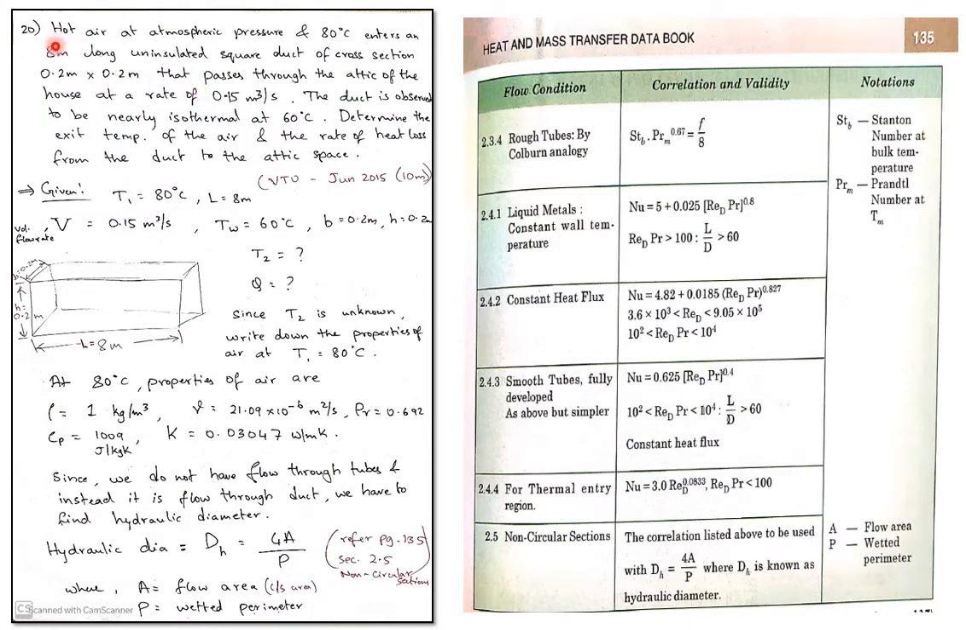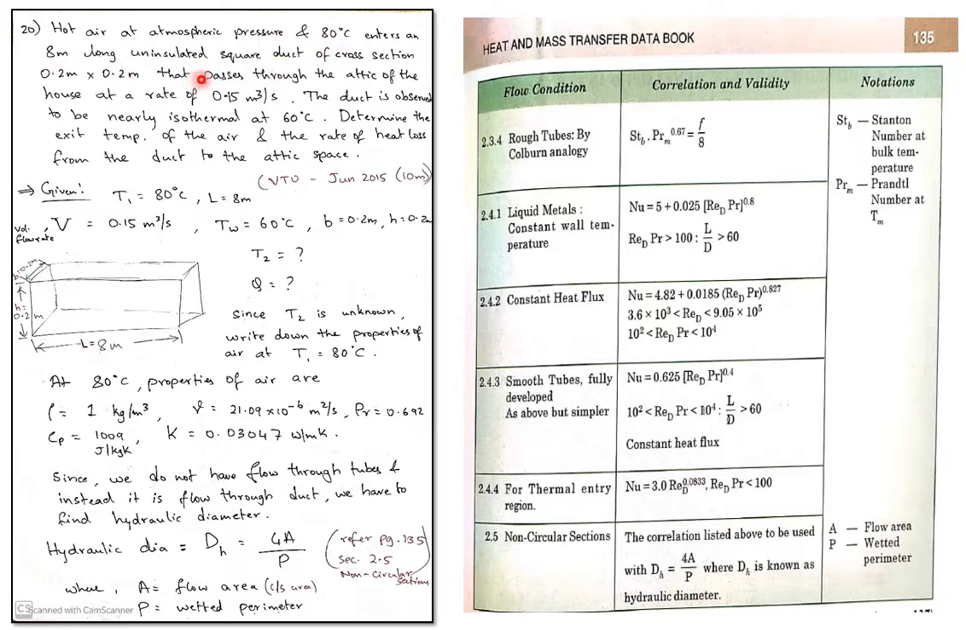Now, next problem: hot air at atmospheric pressure and 80 degrees Celsius enters at the inlet. So he has given the fluid, which is at atmospheric pressure and 80 degrees Celsius temperature. He has also given the length of the square duct.